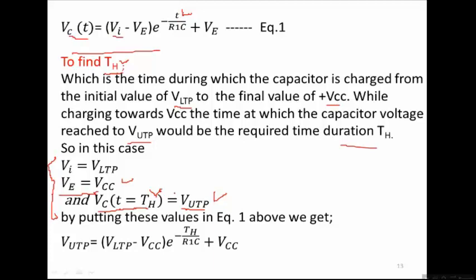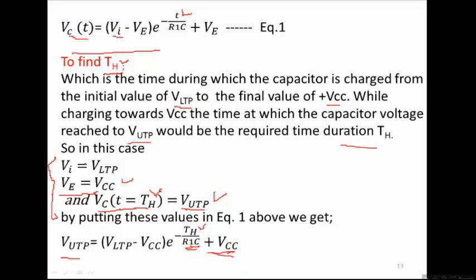equation 1 would become as: VC of t at t equal to TH would be VUTP. That would be equal to VI, which is VLTP, minus VCC, where VCC is the final value, into e to the power minus TH divided by R1 into C, where R1 and C is the time constant, plus VF, which is VCC.